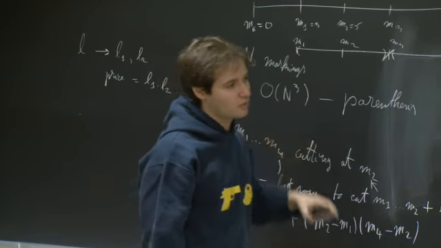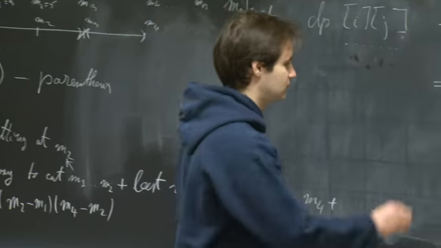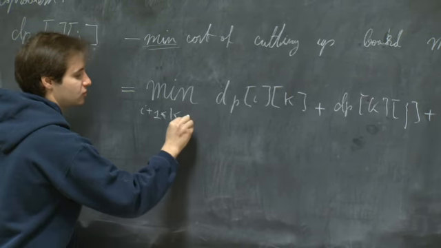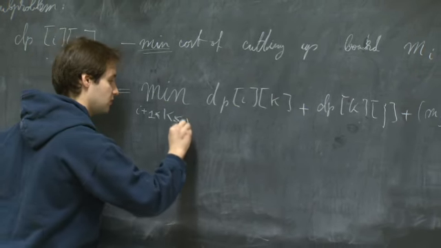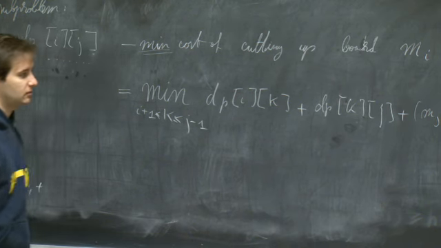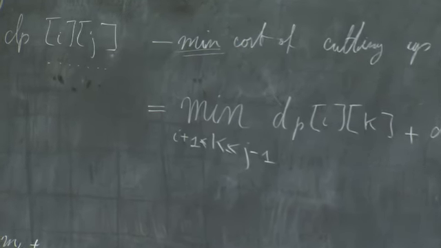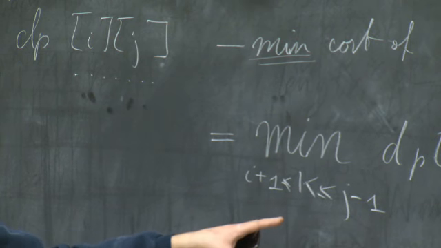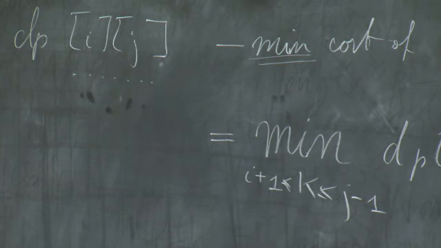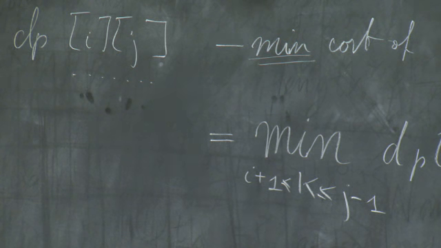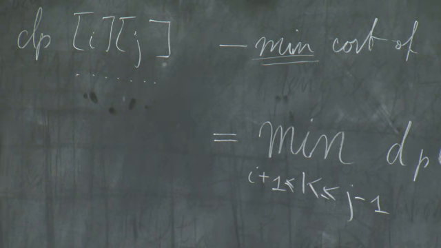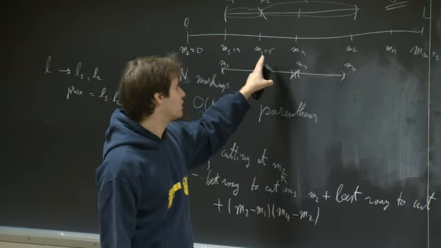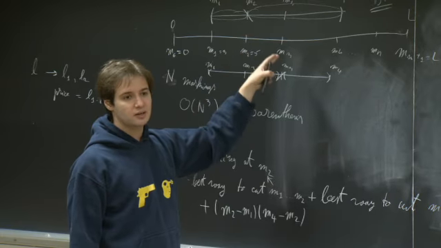So going from i would be bad. So i plus 1 to j minus 1. k is which marking I'm cutting at. I never want to cut inside a marking. i, j, and k are which marking I'm cutting at.